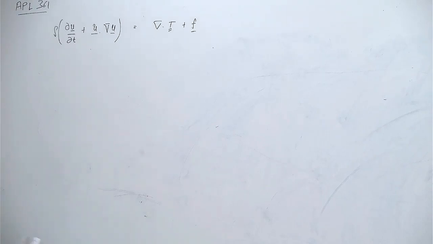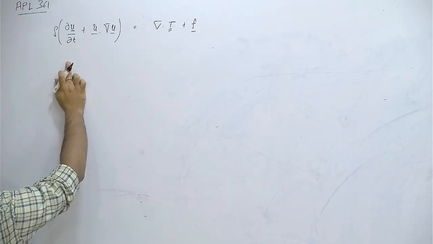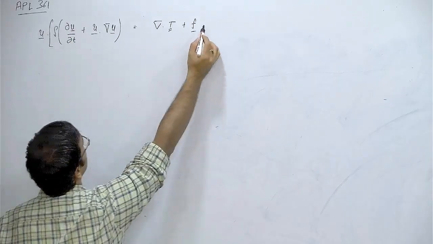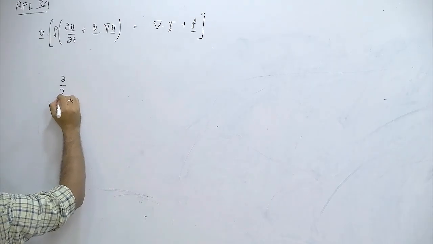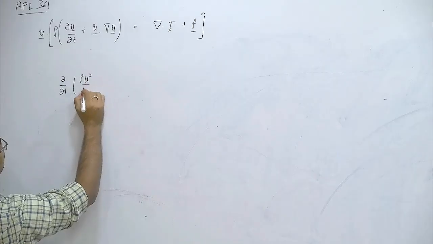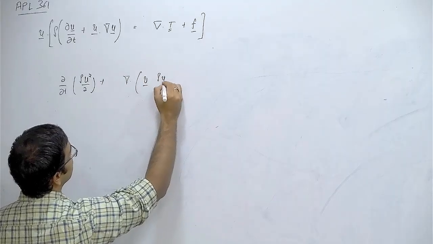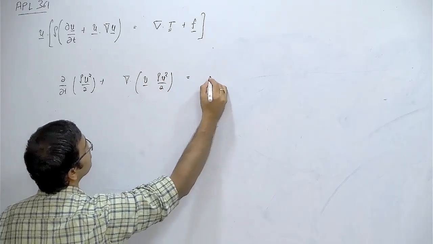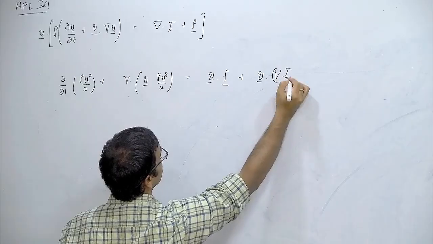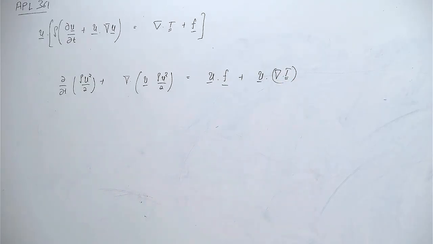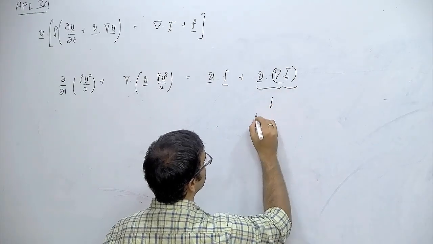Towards the end we were deriving the kinetic energy equation from the momentum equation. So after taking a dot product with velocity of this, we had derived that the left hand side can be written as del by del t of rho u square by 2 plus del dot u times rho u square by 2 equals u dot f plus u dot del dot t.